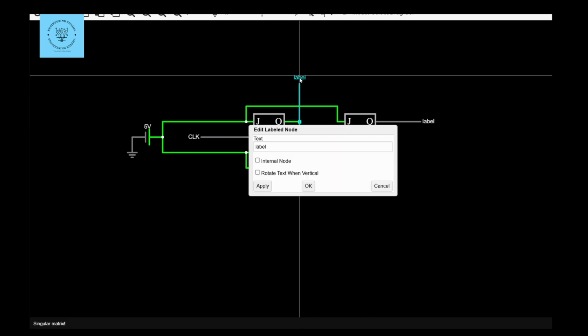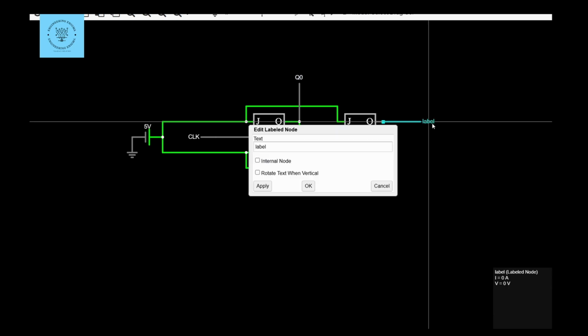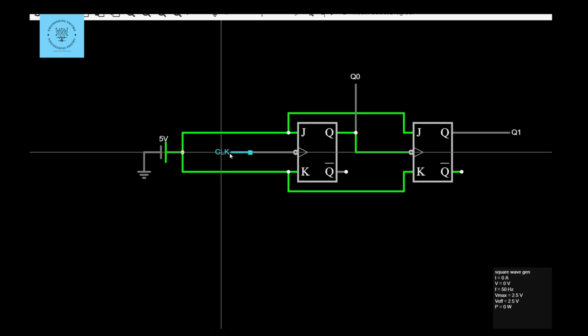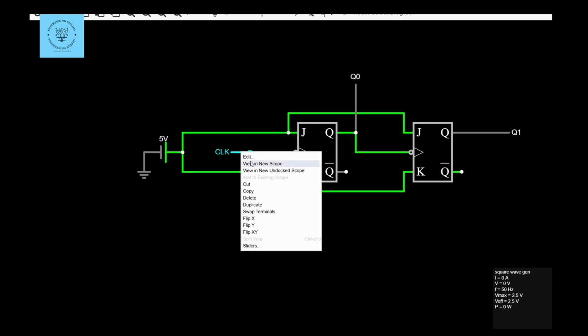Initially, both outputs are 0, 0. On the first negative edge of the clock, the first flip-flop toggles, so Q0 becomes 1. Now the output is 0, 1. On the next negative edge, Q0 toggles back to 0. This falling edge acts as a clock for the second flip-flop, so Q1 toggles to 1. Now the output becomes 1, 0.